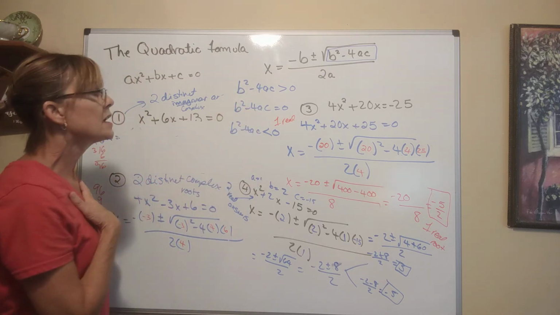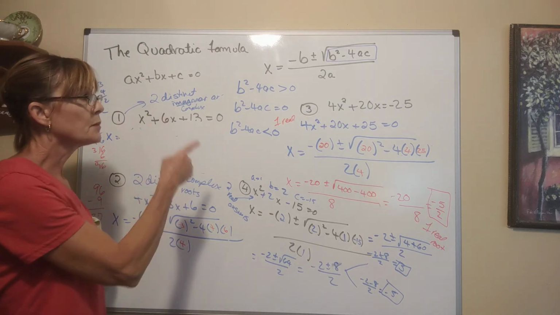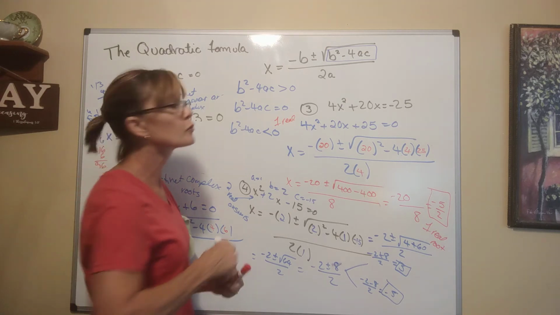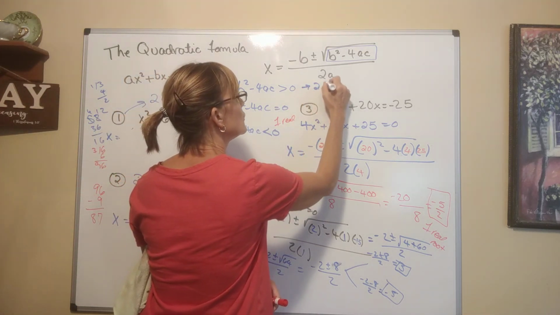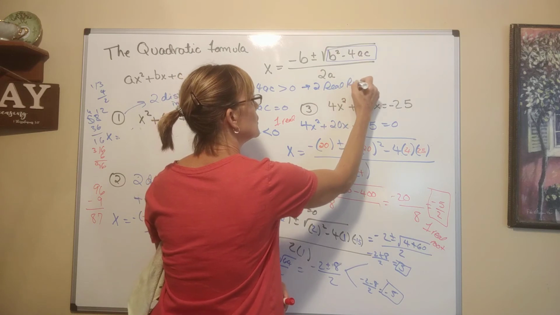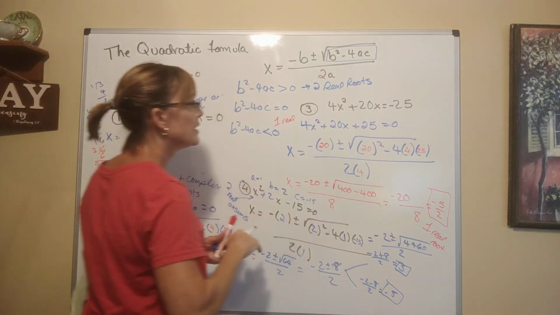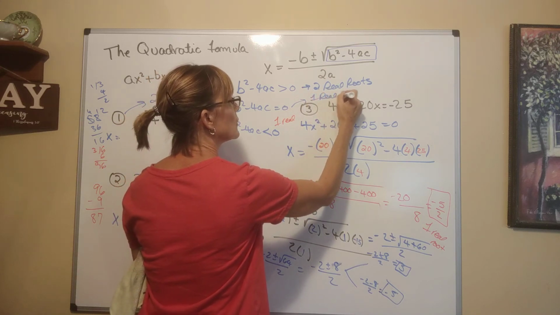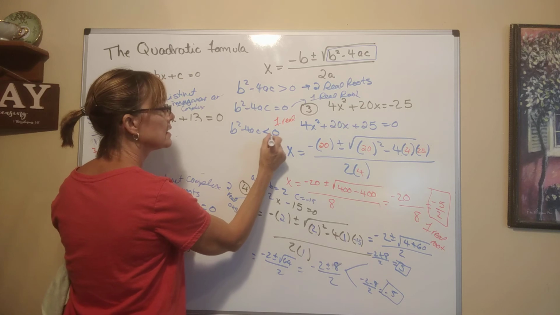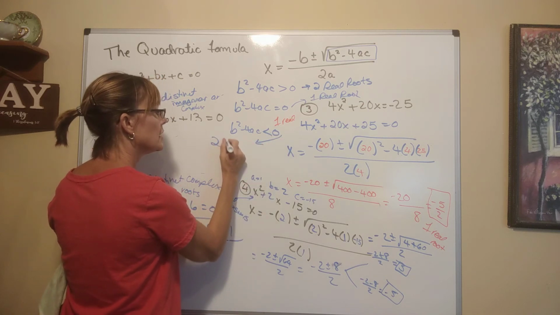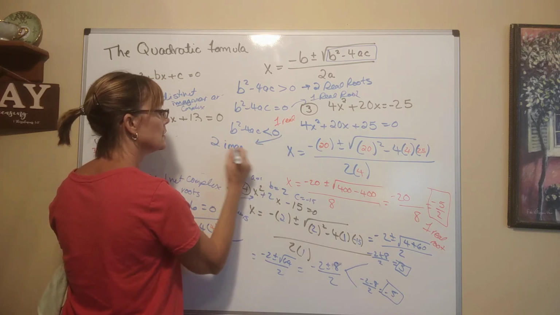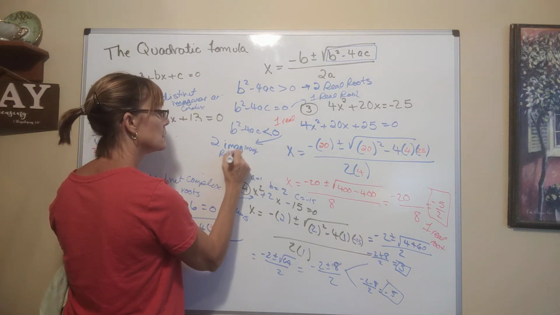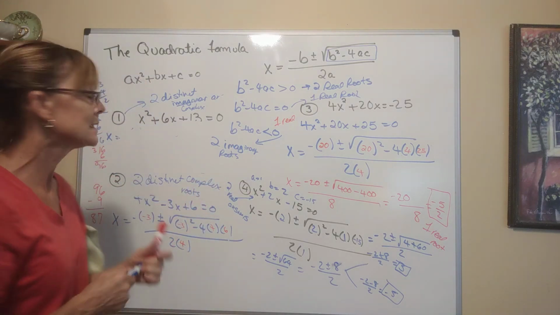So if we take the discriminant and we find that it's positive, what's going to happen is we will get two distinct individual real roots. You get two real roots. If it's equal to 0, what happens is you get one real root. And if it is less than 0, you get two imaginary or complex roots. Imaginary or complex roots.